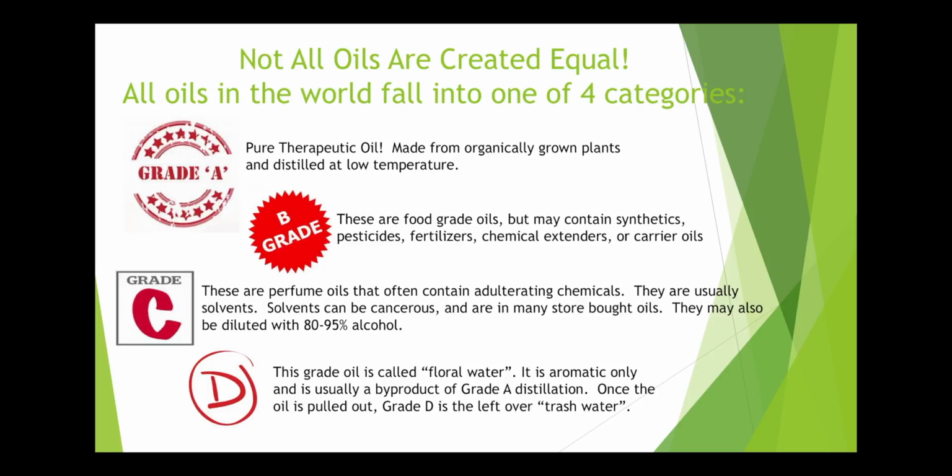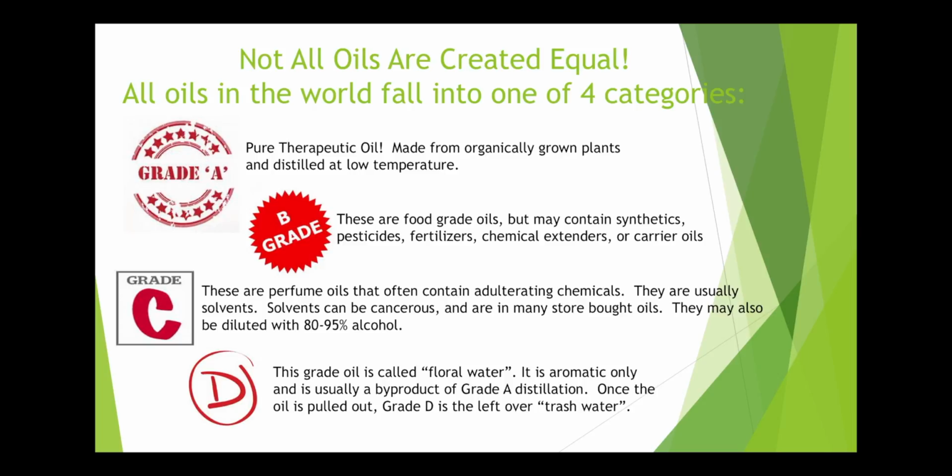They go through vigorous soil samples. It is not easy to be an organic farm. So when a plant is grown and it's labeled as a therapeutic oil, it's gone through rigorous testing in order for it to get the A grade.